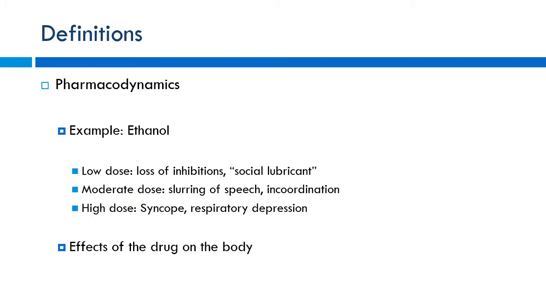But then very high dose, that's where we can start to see things like syncope, right? What is that? Pass out, loss of consciousness, right? Respiratory depression, which means I'm going to stop breathing on my own, and that can again lead to things like brain injury, death, etc. So again, all of it is going to go back to the dose, right?